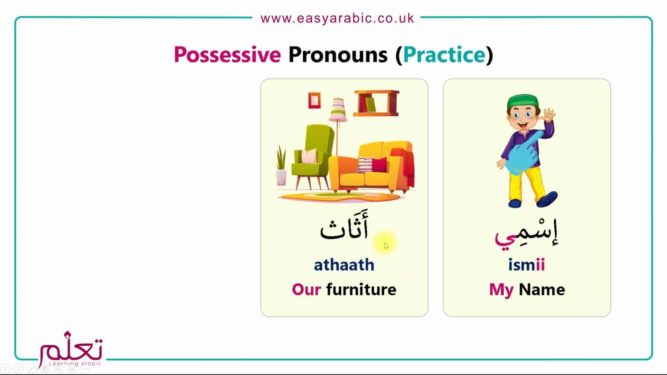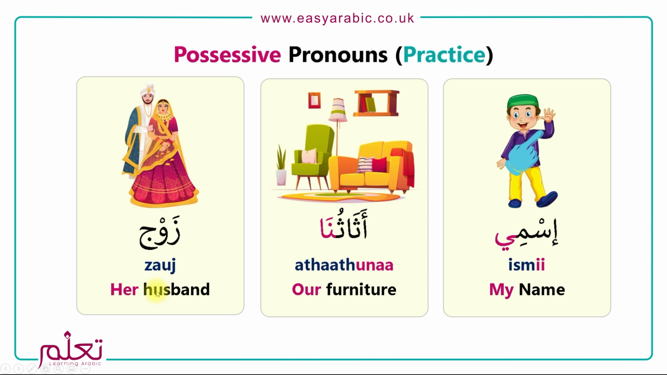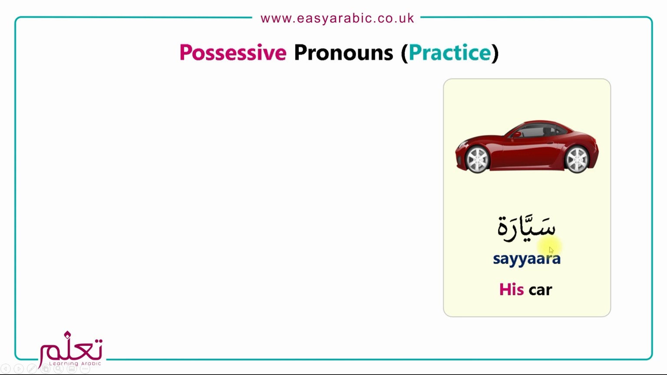Next one we have athath, which is furniture. Our furniture would become athathuna. Then we have zouj, her husband, we need to add ha. So zoujuha. Ismi athathuna zoujuha. Next one we have sayara. So we say his car. Again we need to change the ta marbuta to normal ta and then add the suffix. So it would be sayaratuhu, his car, sayaratuhu.